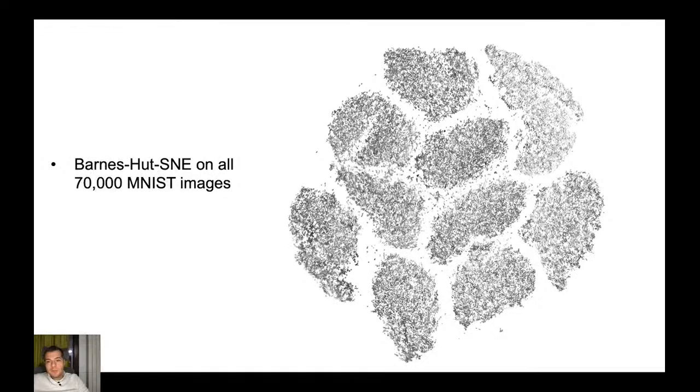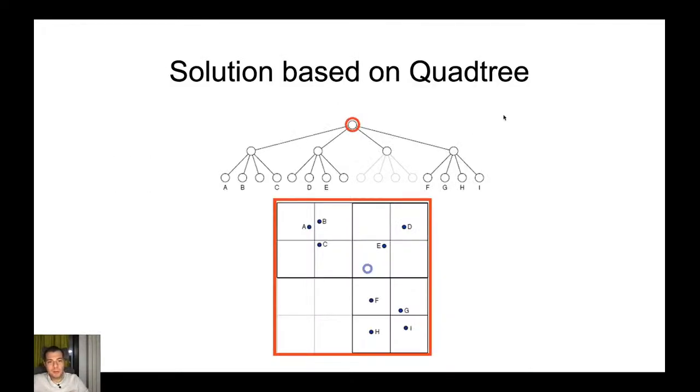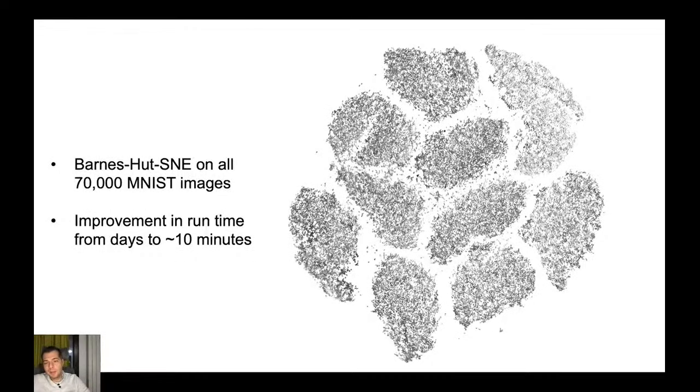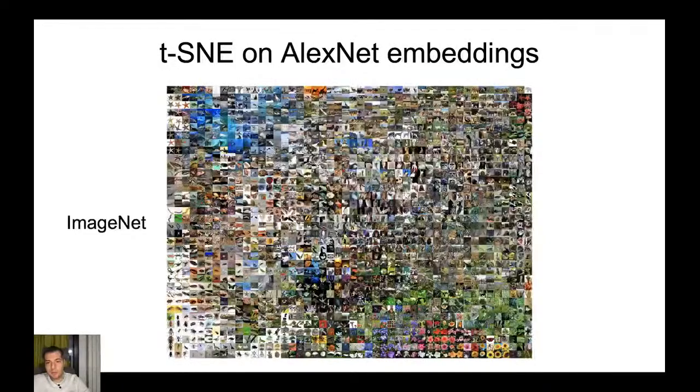Okay, and with this optimization, we can apply Barnes-Hut SNE on all the 70,000 MNIST images, and we obtain this visualization. It improves the running time from days to about 10 minutes. So this speed improvement from n squared to n log n is quite important.